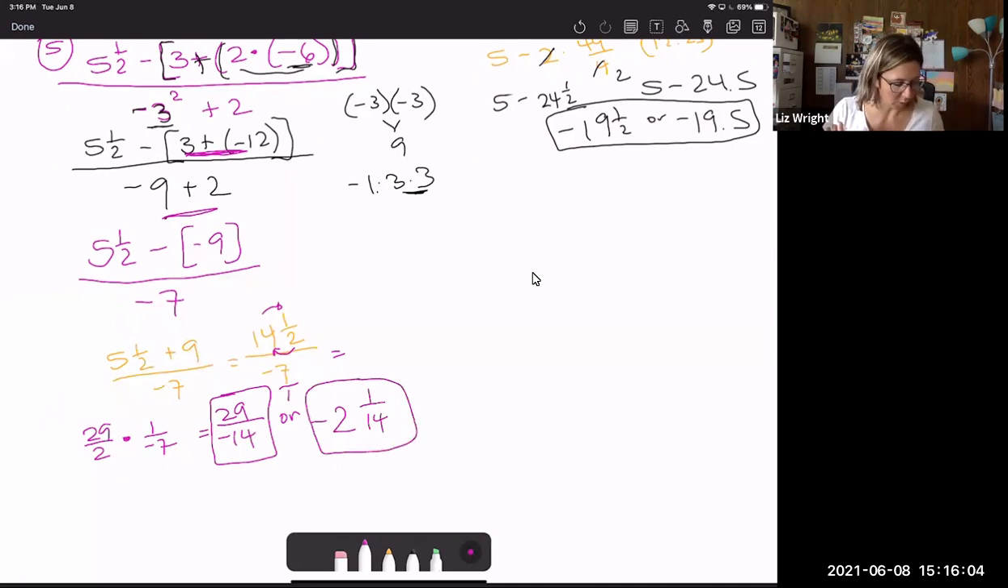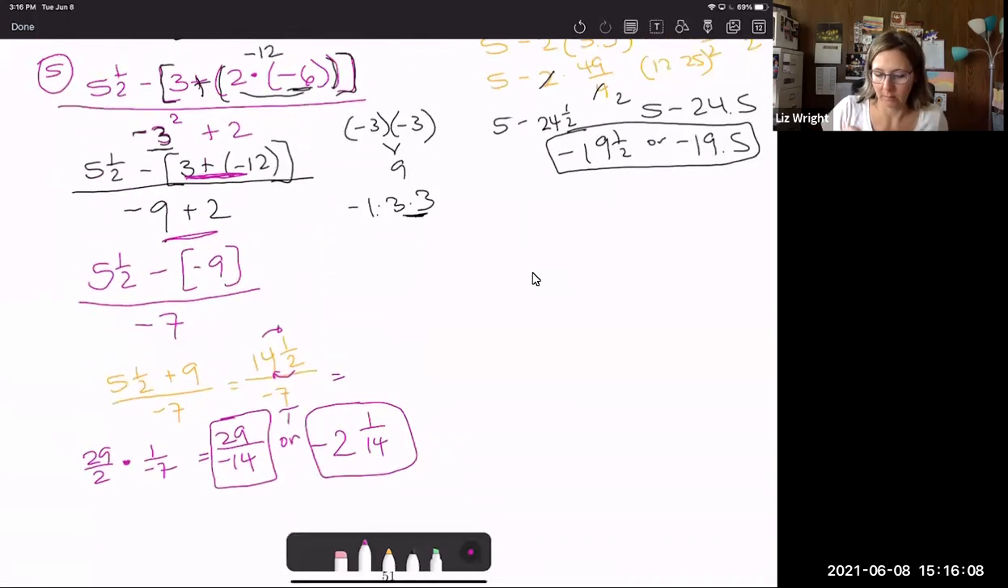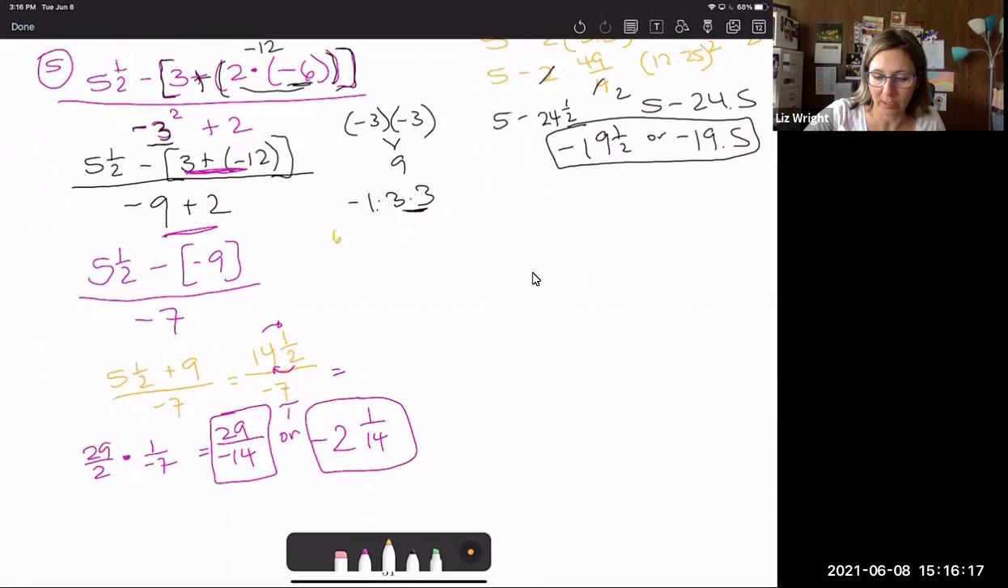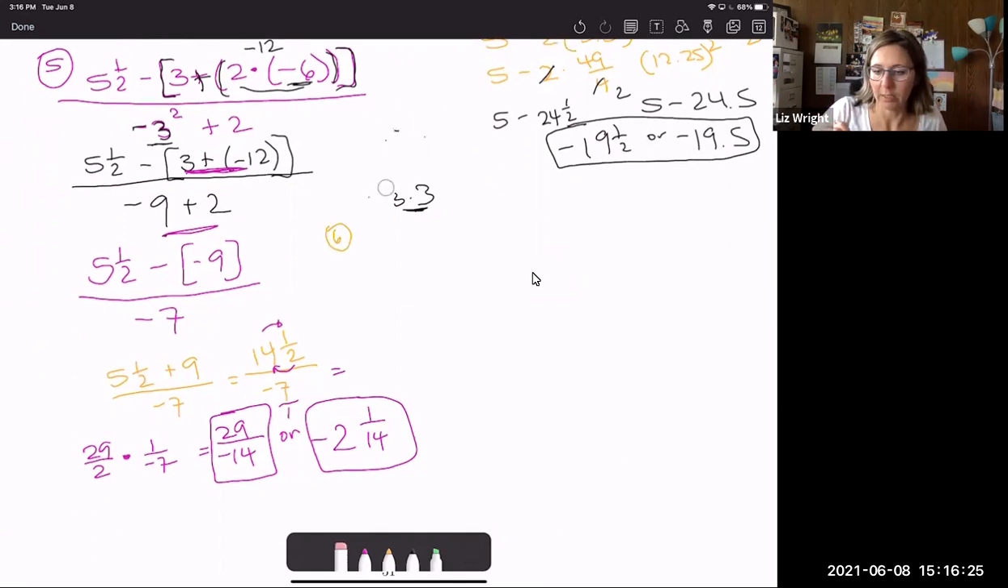We've got 3 more to do. How much space do I have here? None. All right, let me come back up here. This is number 6. If you're running out of space like I'm running out of space, you guys should get an extra sheet of paper so it's actually legible and it's not this mess. All right, I'm going to get rid of this and move this number up.